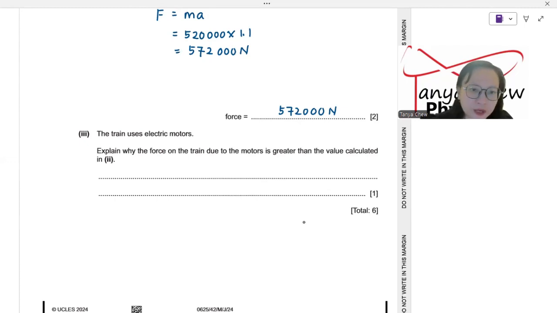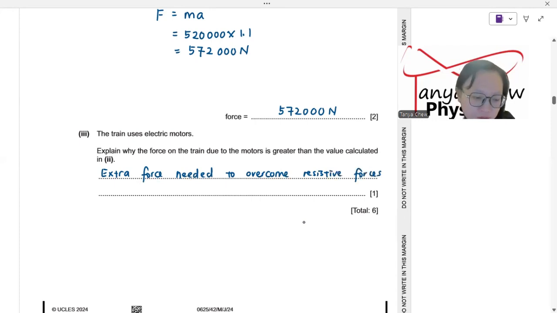So I say, okay, extra or additional force needed to overcome resistive forces. If you want to explain resistive forces, such as air resistance, drag force, and maybe frictional force. So that's all.